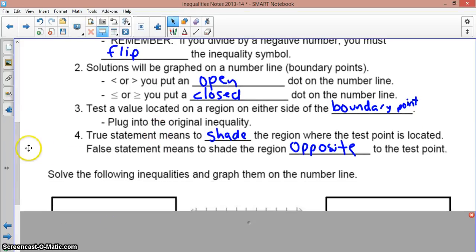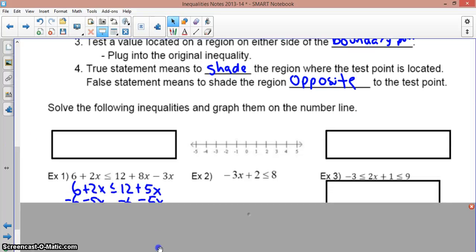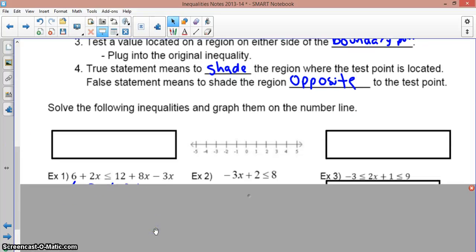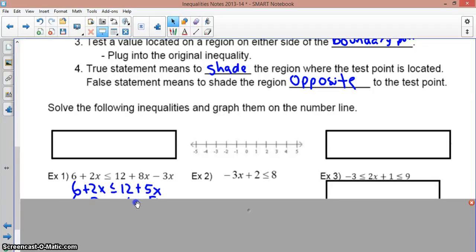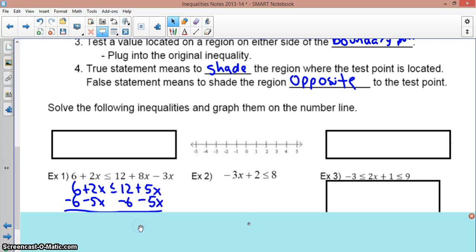So here are two examples we have here. I have 6 plus 2x is less than or equal to 12 plus 8x minus 3x. So I'm going to solve for x. I'm going to combine my like terms first, so add that 8x and minus 3x. I want to get all my x's on one side, all my numbers on the other. So I'm going to choose to get all the x's on the right hand side. That way I can use that trick of which way the inequality is pointing. So I'd subtract 5x from both sides, and then I'd subtract the 6 from both sides.